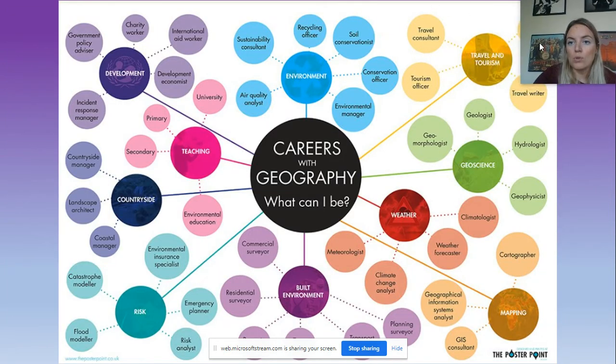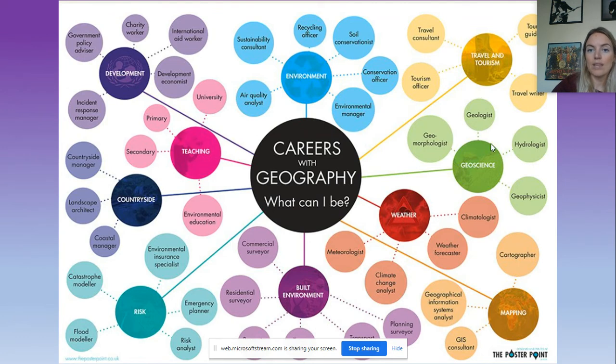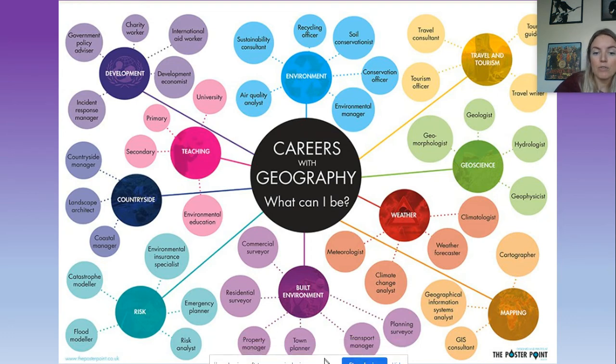Some of the examples are over here, and these are ones really specifically linked to geography. So obviously we've got teaching and we've got environmental education. We've got the environment itself, so looking at water quality, looking at air quality. We've got looking at development, so charity, international aid, working in the government. We've got risk, so environmental planners. We've got safety officers, so for example, Sellafield.